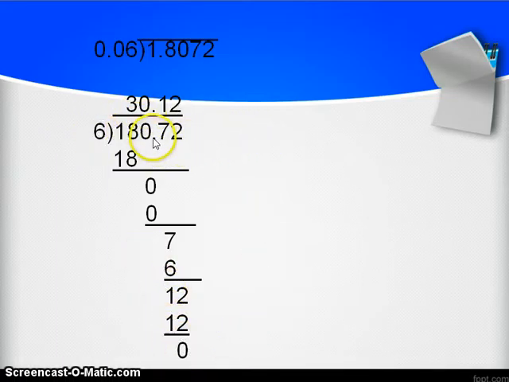And the answer, as you will notice, is that I just put the decimal point exactly above the decimal point in the dividend. So the answer is 30.12. So that is how you do division of decimals.